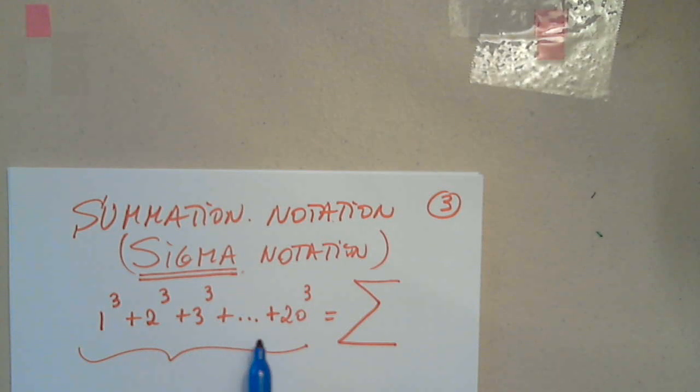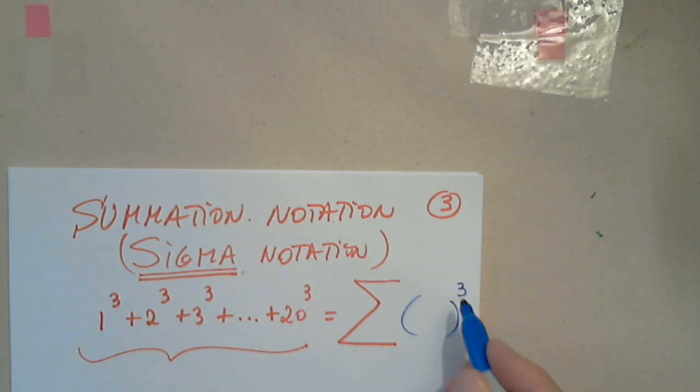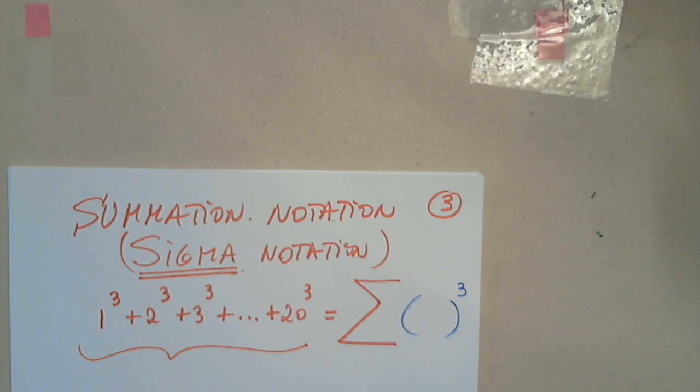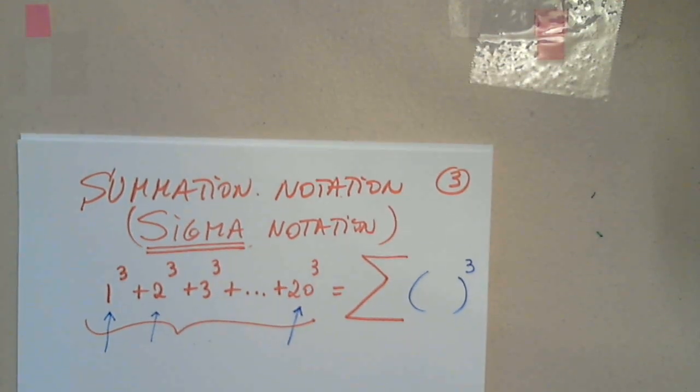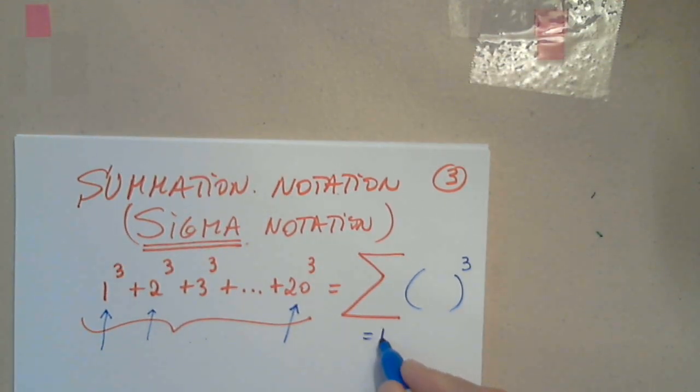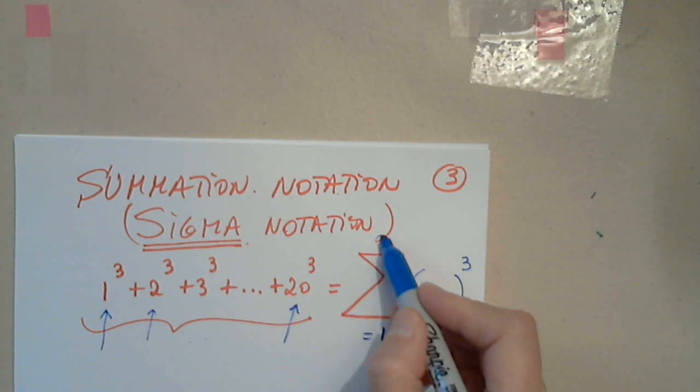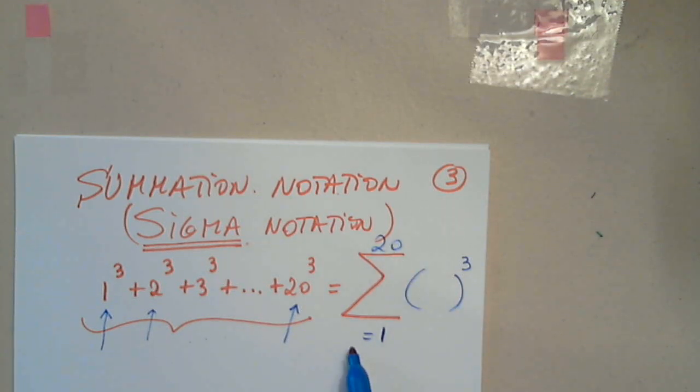We notice that all these 3 terms have the same power. So something here will have that power, obviously. Now, I see that the first term is 1, the second term is 2, and the last term is 20. So obviously, we are adding terms from 1 to 20. And the question is, of what?